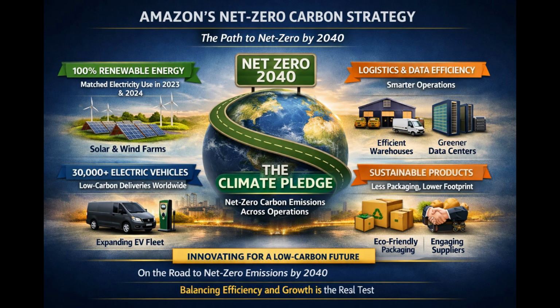Amazon says its strategy includes expanding renewable energy projects, electrifying delivery vehicles, improving logistics efficiency, designing more efficient data centers, reducing packaging materials, working with suppliers to lower emissions. The company reports that it matched 100% of its electricity consumption with renewable energy in 2023 and maintained that level in 2024. Amazon has also deployed more than 30,000 electric delivery vehicles globally and continues investing in low-carbon transportation technologies. The company is targeting net zero carbon emissions across its operations by 2040 through its Climate Pledge initiative.